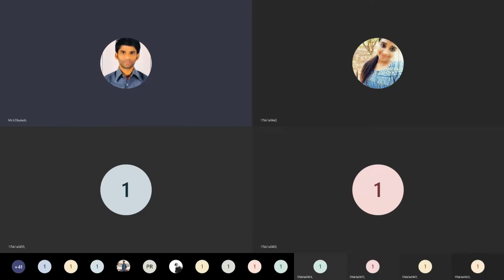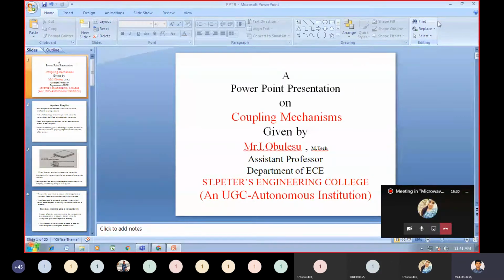By using some coupling mechanisms, among which we had probe and loop. So from those, how to remove energy from the waveguides. We already discussed how to remove the energy from the waveguides. With the help of probe and with the help of loops, we'll be able to remove the energy from the waveguides.